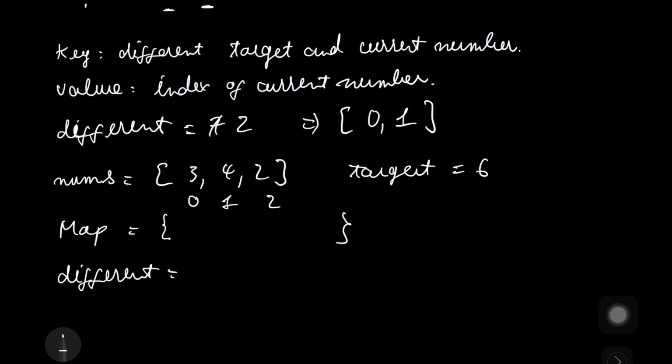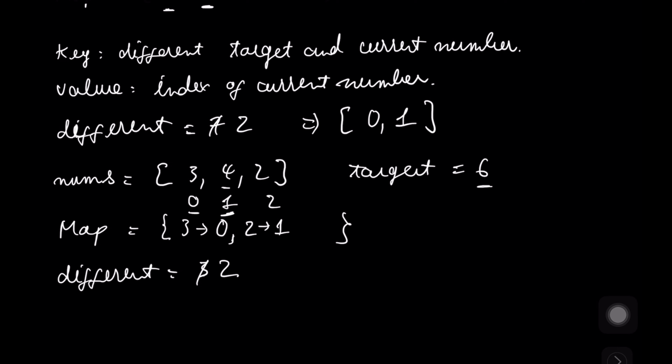Okay, we have difference 3 and then 6 here. The difference 3 is not inside the map, so we're adding 3 and then 0, the current index. Then we move on to number 4 here, and the difference of it with the target is 2. We didn't see it in the map also, so we put 2 and then 1.